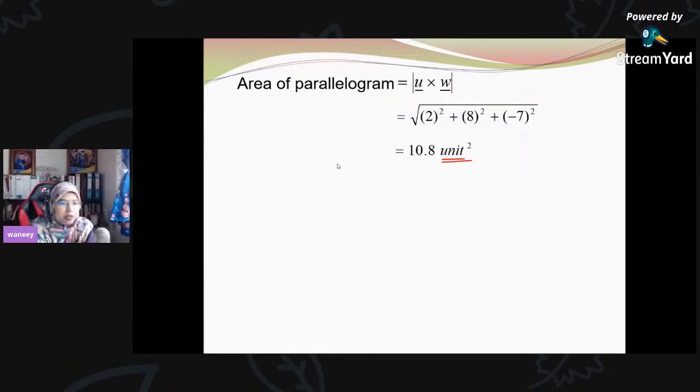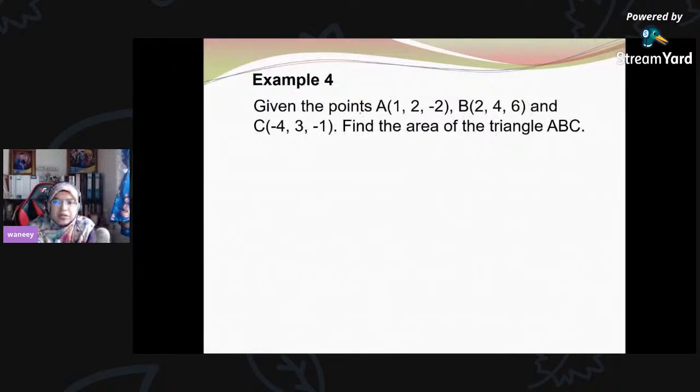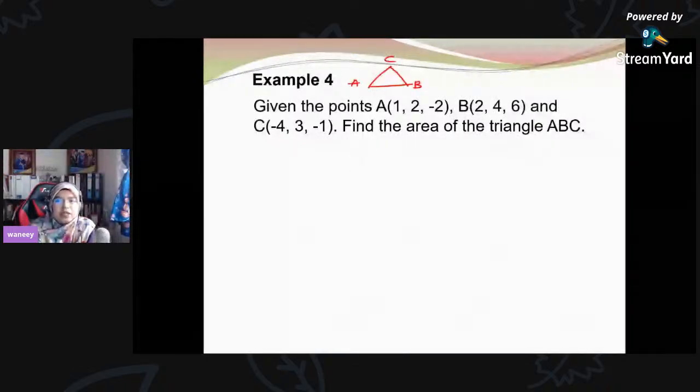Okay, done with this one. So let us proceed with the next one. I think that's the last part, if I'm not mistaken. Okay, so example 4. Given the points A is 1, 2, negative 2, B is 2, 4, 6, and C is negative 4, 3, negative 1. Find the area of the triangle ABC. So you have 3 points. So perhaps A over here, B over here, and then C over here. So we need to calculate the area of the triangle ABC.